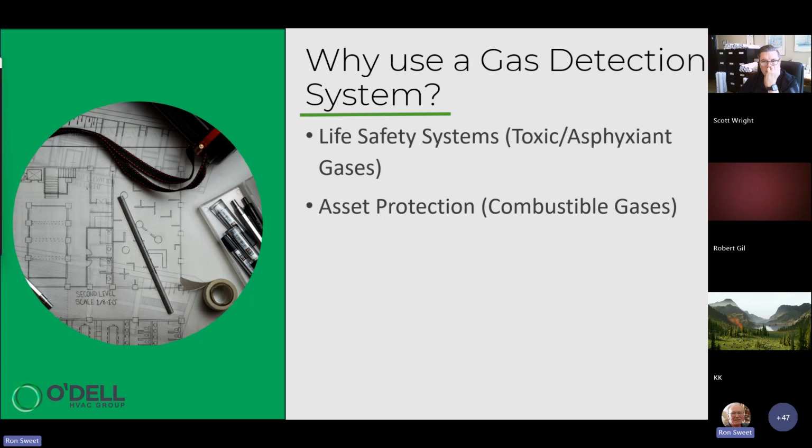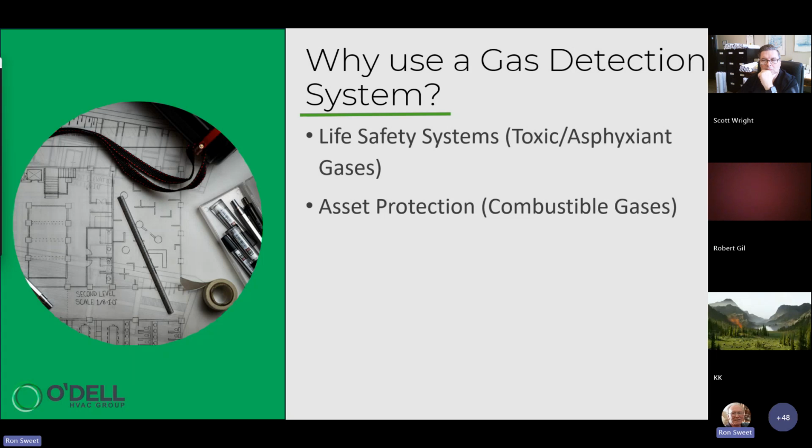wherever there's a possibility of a combustible or explosive gas building up inside that building envelope, we want to monitor that concentration buildup through ventilation to bring those levels down within that facility.